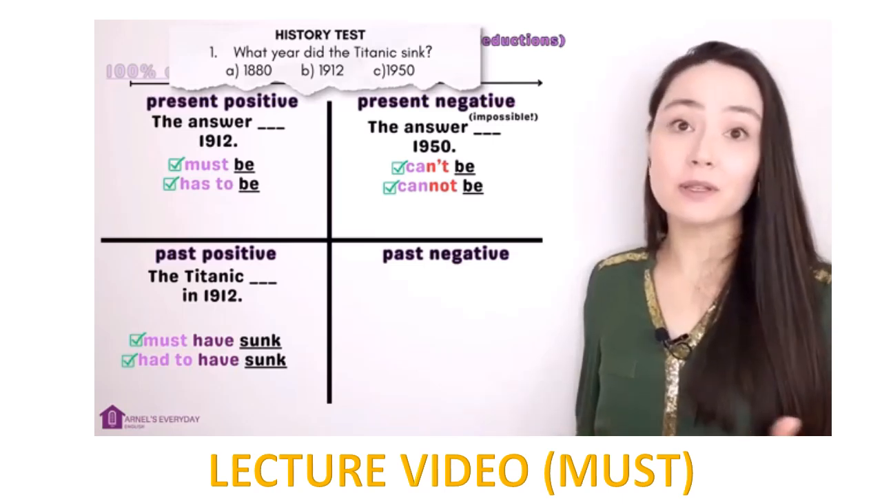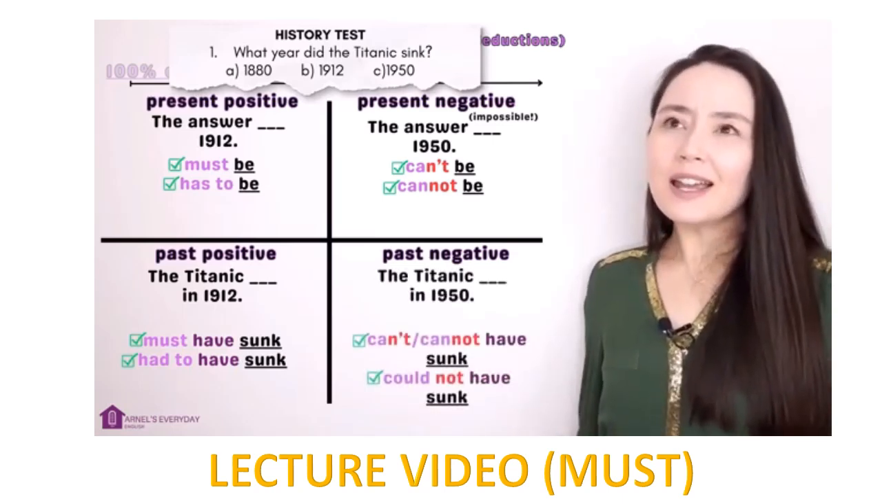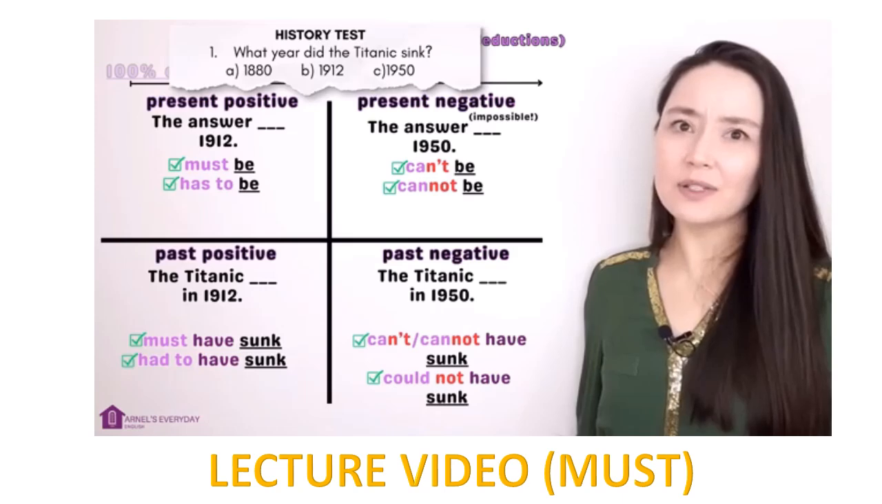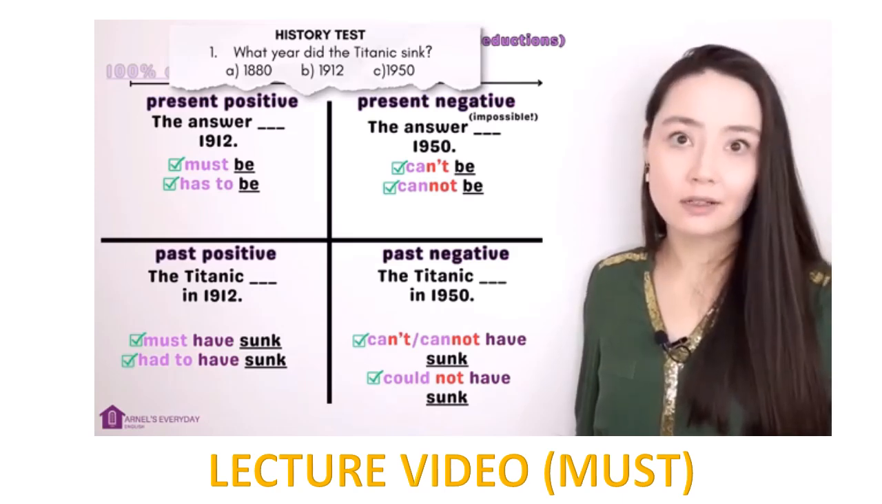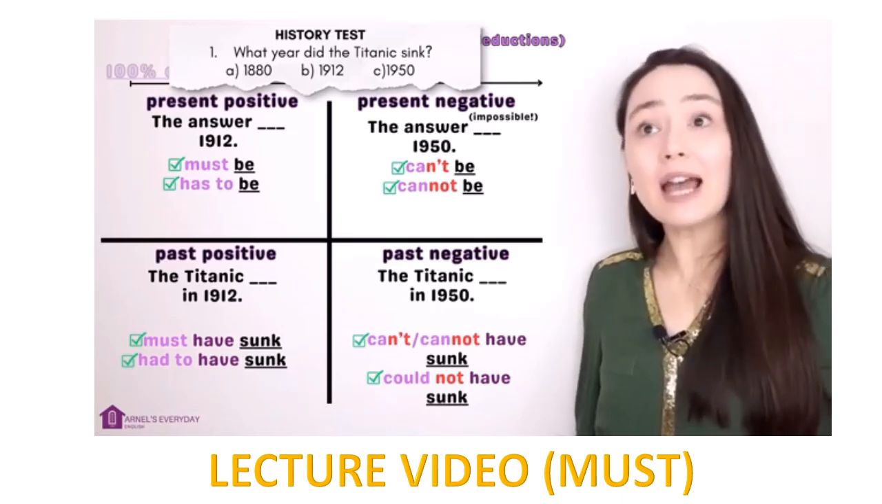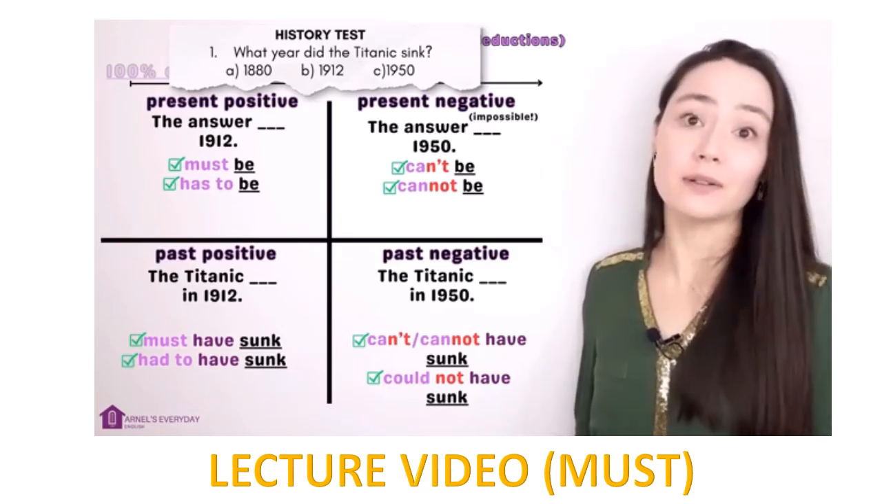Past impossibility. The Titanic can't have sunk in 1950. It couldn't have sunk in 1950. If it had sunk then, we'd have better pictures of it, but we don't.